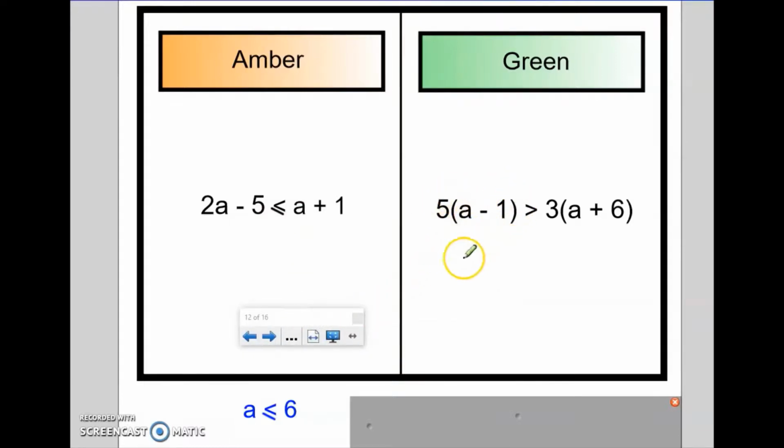we should go ahead and expand the brackets. So our question is going to be 5a minus 5 is greater than 3a plus 18. From there, we can treat it as an equation with two unknowns. Solving it like an equation, but of course it is an inequality because we're dealing with an inequality sign. Once we work through the question, we would find our range of answers that satisfy this inequality is when a is greater than 11.5. Very well done if you were able to get both ranges of answers for these questions.